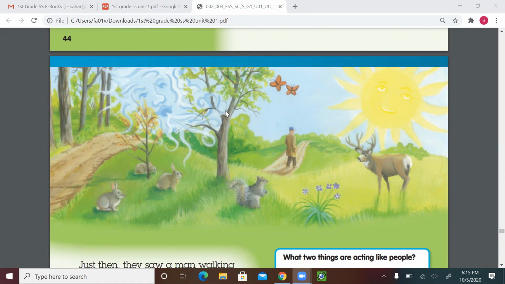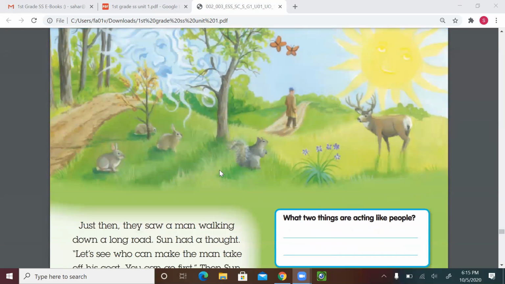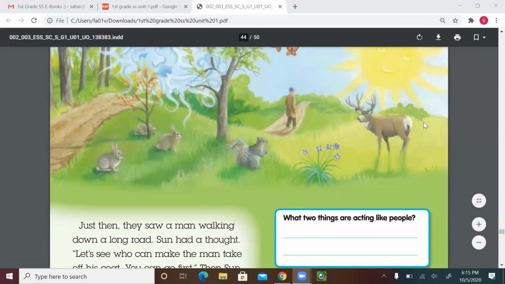I'm sorry, the wind. The wind blew heavier and stronger gusts of air. But did it help? No, the man did not take off his coat. And then it was the sun's turn. Was the sun harsh like the wind? No, the sun was kind and soft.